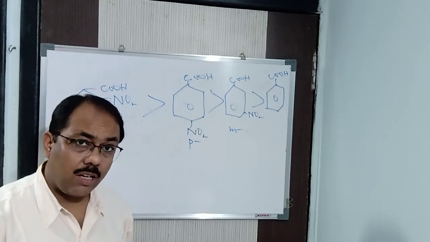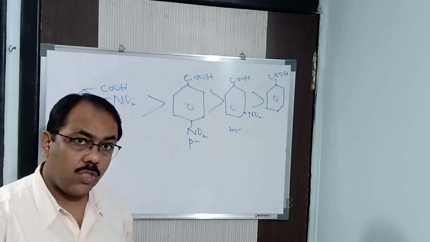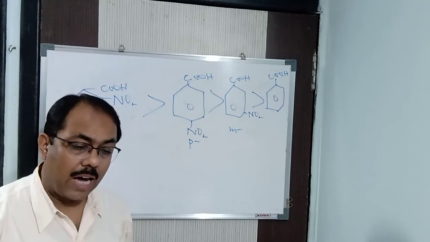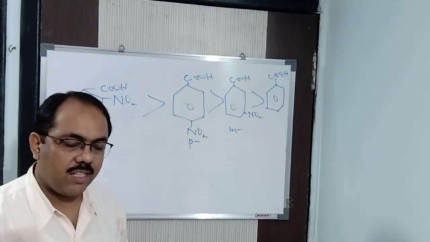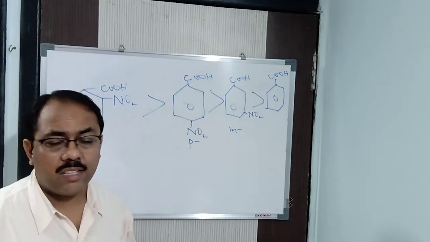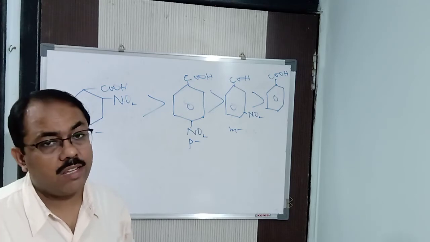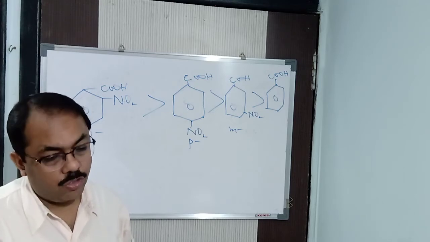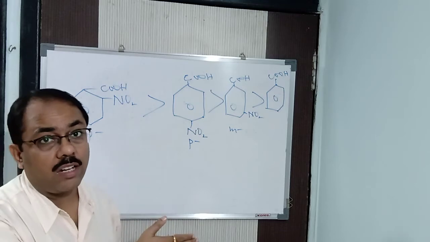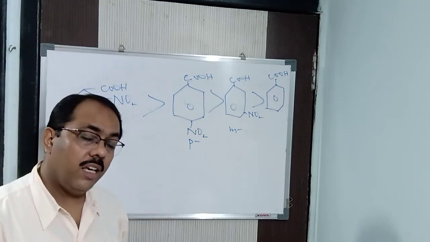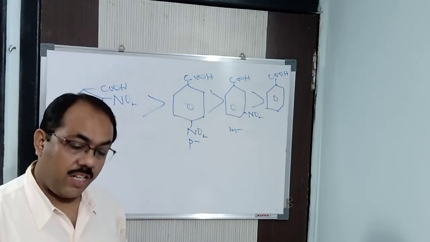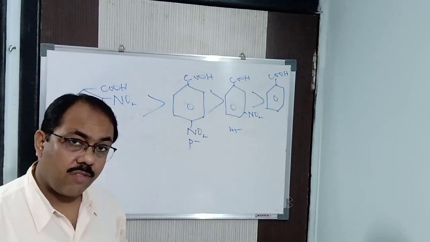But in case of alcohol, that is ROH, what will it give? RO minus and H plus. RO minus is the alkoxide ion. Alkoxide ion is not stable. It does not show resonance. So hence it is not stable, due to which the equilibrium is favored in the backward direction, and hence H plus ion is not readily released in case of alcohol.